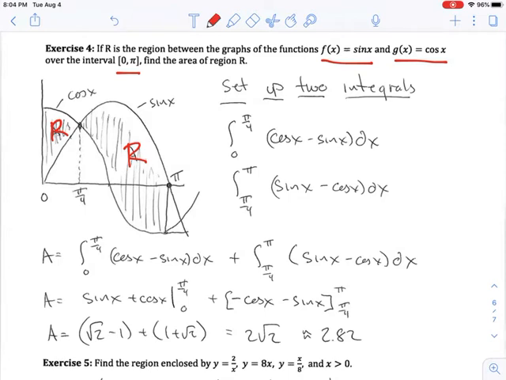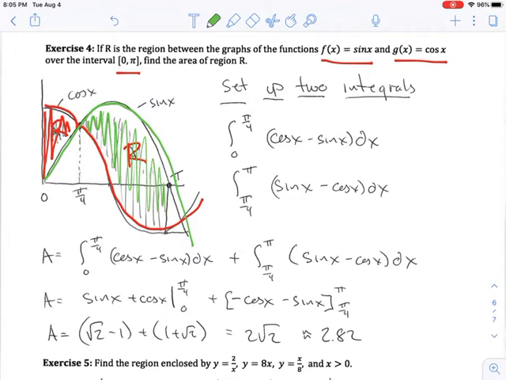So R changes. We have this area over here where the cosine function is on top of the sine function. And then we have, let me make that in green, this part of R where the sine function is on top. And so we need to know where these functions are crossing.